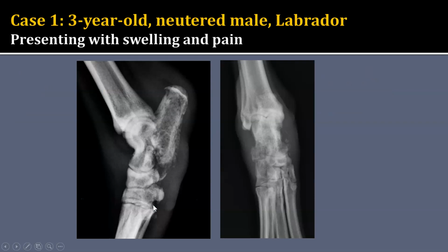This is a 3-year-old neutered male Labrador who is presenting with swelling and pain. Just to help you, remember I use a 4-step approach, and my first step is to make sure that I like the study that I have. We are centered and collimated on the tarsus. Positioning is pretty good, a little bit rotated on the DP view, but we have good exposure, and we also can tell that we have a skeletally mature dog.